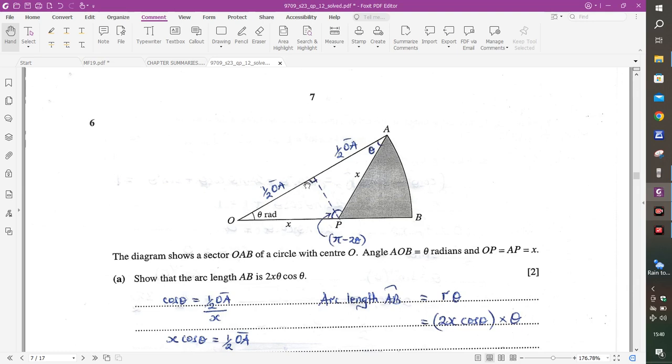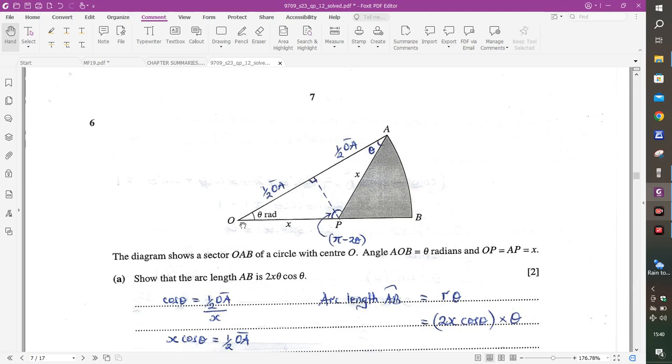So using SOH CAH TOA, we can say cos of theta is equal to adjacent over hypotenuse, because arc length is r theta. So if it is r theta, then we need to get the arc length, and to get the arc length, we need to get the radius. So the radius is this OA or OB. So we need to get this OA.